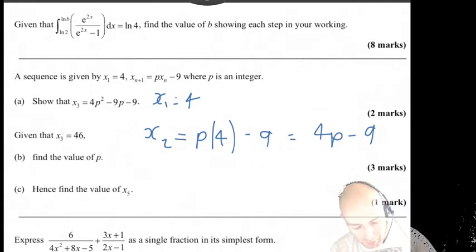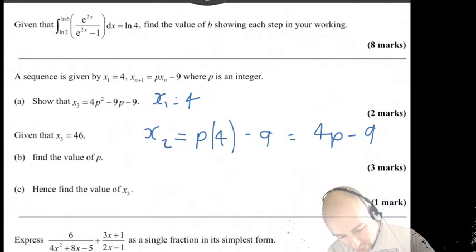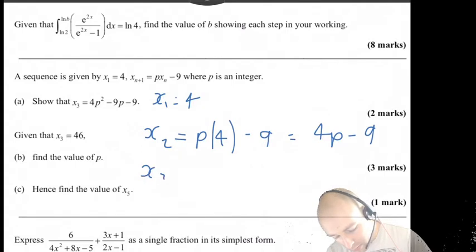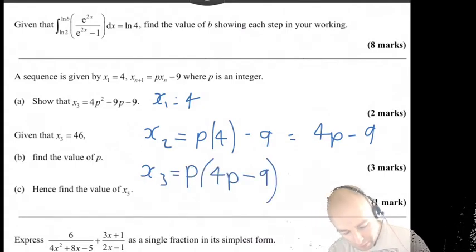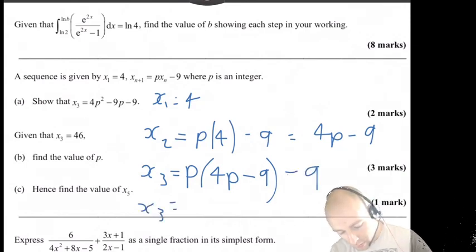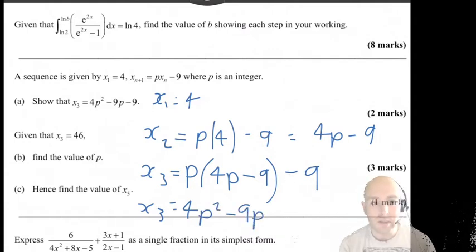So I found x2. We're going to put x2 back in to find x3. So x3 will be p lots of x2 take 9. And if we expand that, x3 is going to be 4p squared take 9p take 9. So nice and easy there.